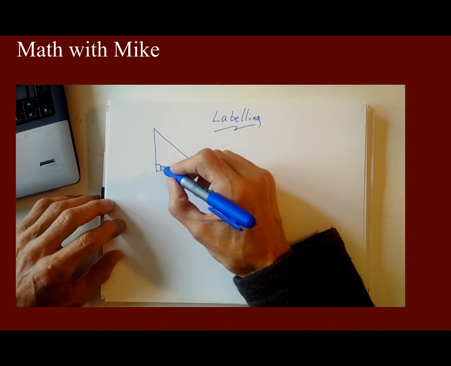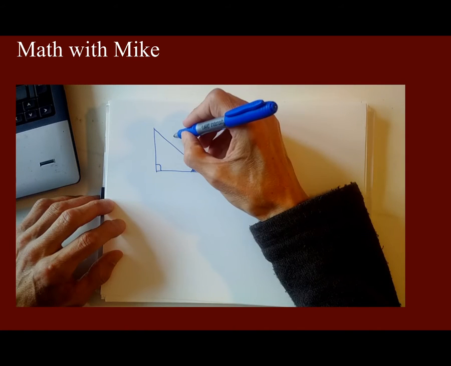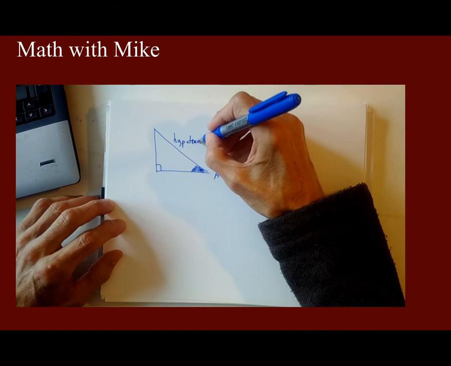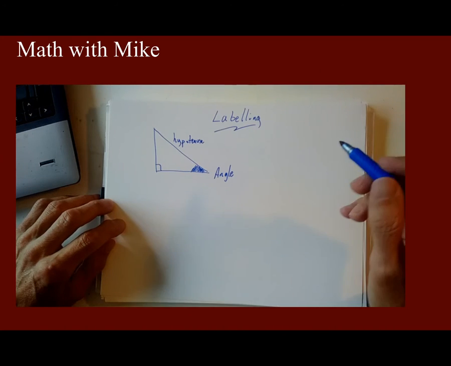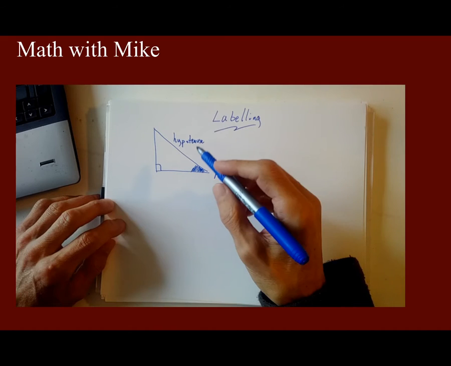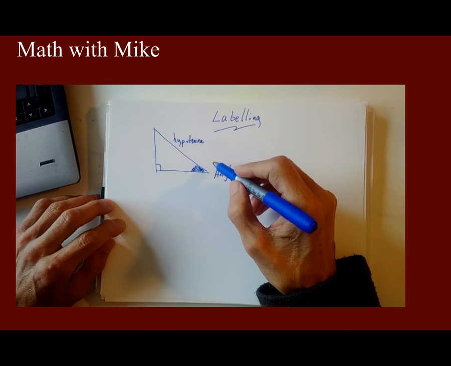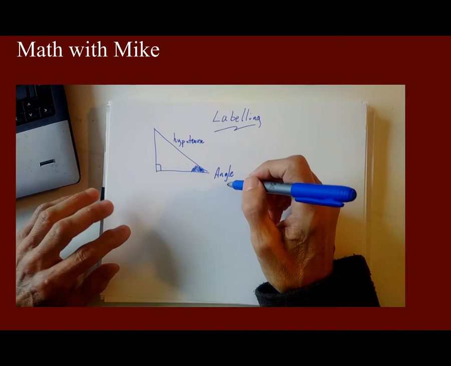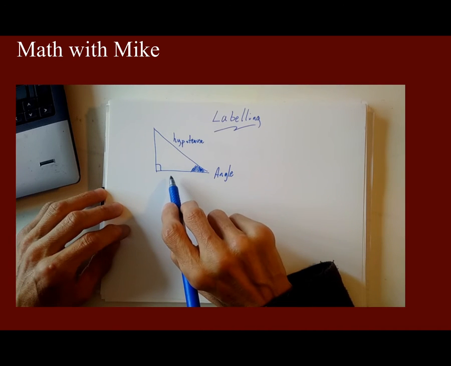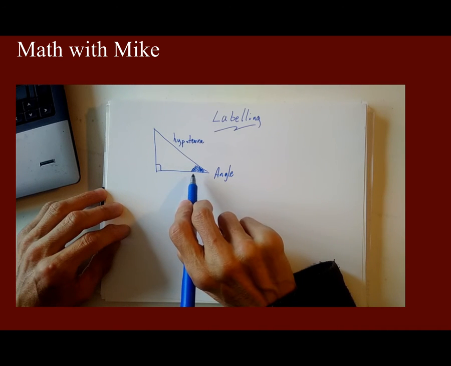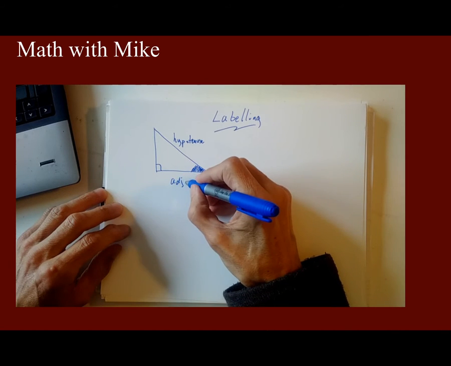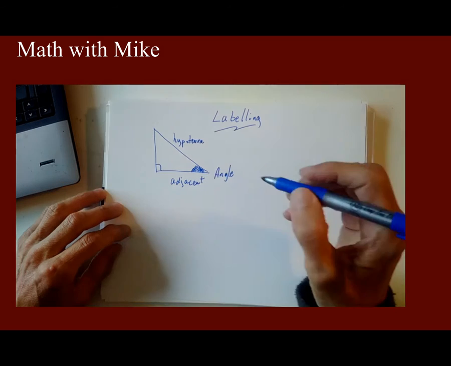The side opposite the 90, that's the hypotenuse, always. And I might add, the hypotenuse helps create whatever angle we're looking at or working with. The angle has the other side. This side here is called the adjacent side.